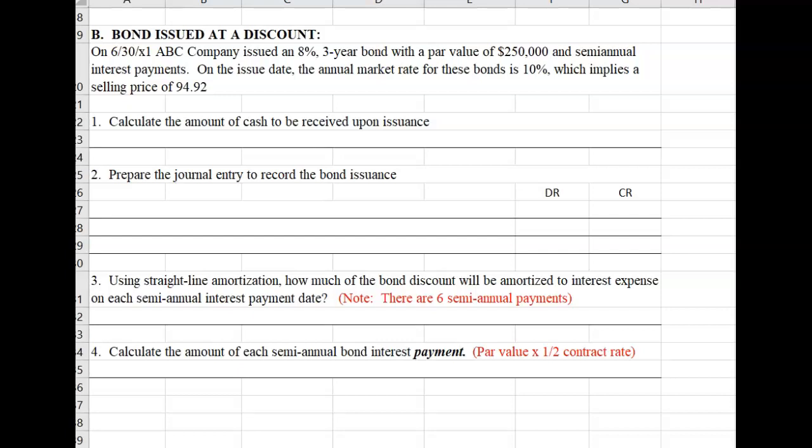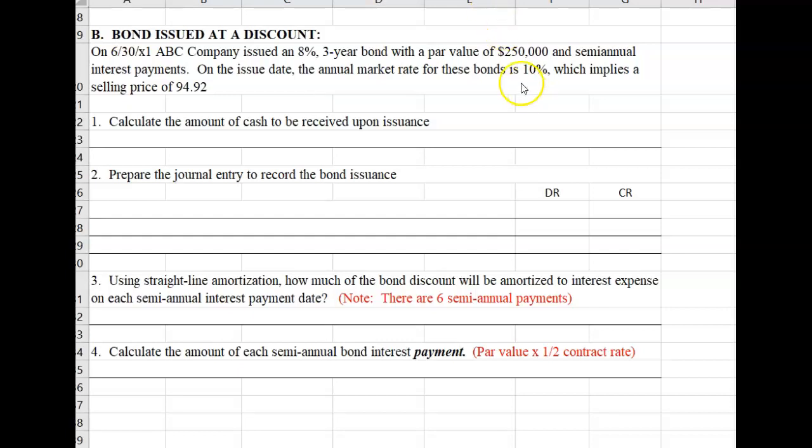Let's talk about bonds issued at a discount. Example: on June 30th, X1, ABC Company issued an 8% 3-year bond with a par value of $250,000 and semi-annual interest payments. On the issue date, the annual market rate of interest for these bonds is 10%, which implies a selling price of $94.92. Let's talk about that a little bit.